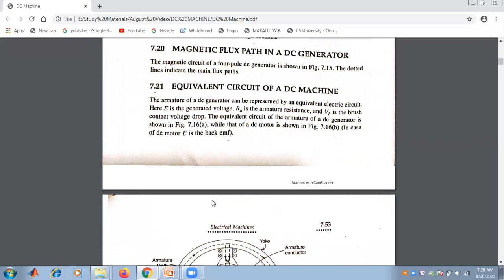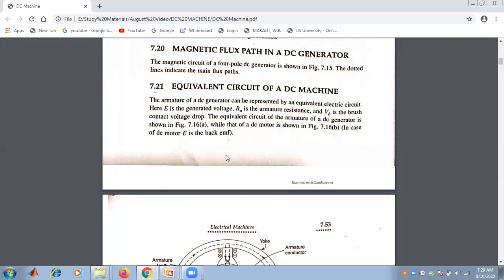Another part in our discussion is the equivalent circuit of a DC machine. We all know that the motor converts electrical energy to mechanical energy, and in case of the generator, it converts mechanical energy to electrical energy, where the generator is moved by some external means, that is called the prime mover.